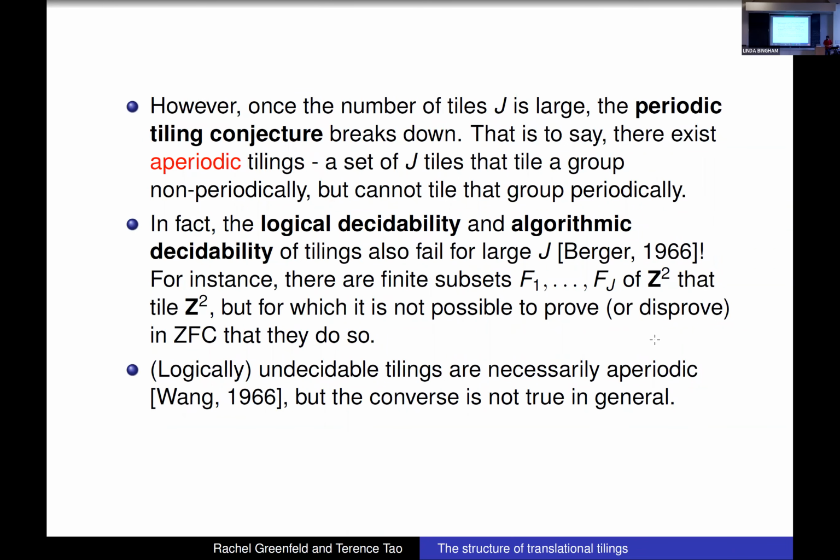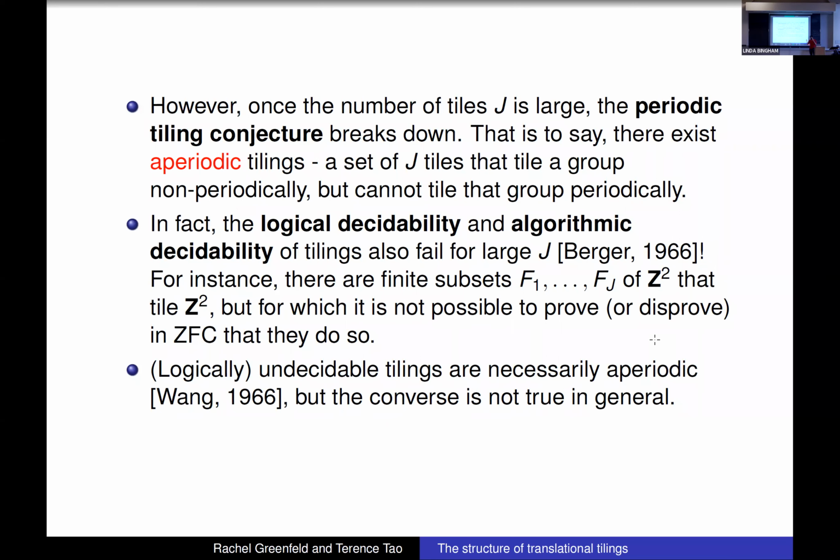And one reason for this is that we do know negative results too. So the tiling conjecture is a question about one tile, but the moment you introduce more tiles, things start going wrong. It is known that once you introduce enough tiles, all 3 of those questions, the periodic tiling conjecture, logical decidability, and algorithmic decidability, have negative answers.